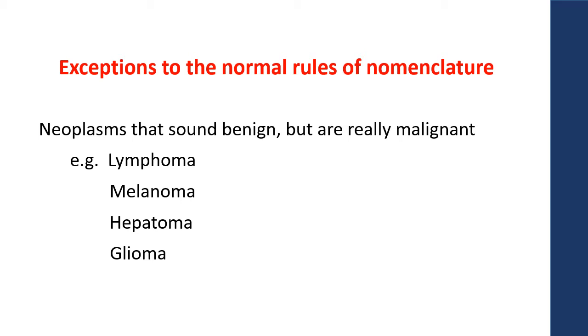Hepatoma. Also in hepatoma, oma doesn't mean benign tumor, but hepatoma is a malignant tumor arising from hepatocytes. Glioma, glial tissue of the brain. So when the tumor arises from the glial tissue, it doesn't mean benign tumor. Okay, these are the exceptions. So there are some exceptions to the suffix oma, which doesn't mean benign tumor but means malignant tumor.